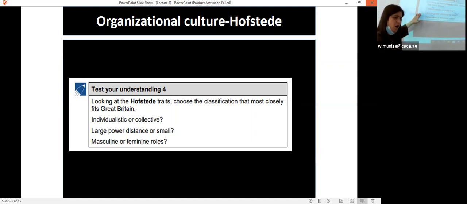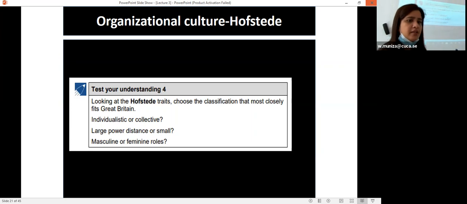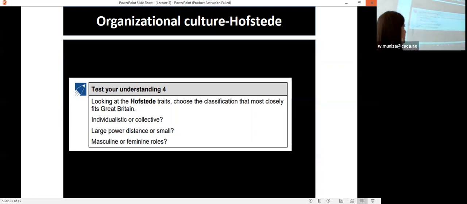Large power distance or small power distance means whenever there is a large power distance index, there is a lot of power gap between different levels of the management, and the focus is based upon the power. Masculine roles means that gender roles and performance are differentiated. As for the gender, the roles are differentiated. In feminine cultures, there will be more sensitive issues to be looked upon.